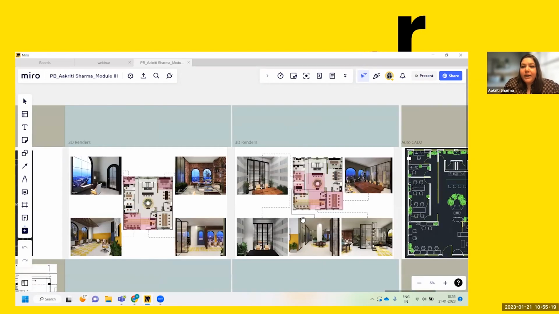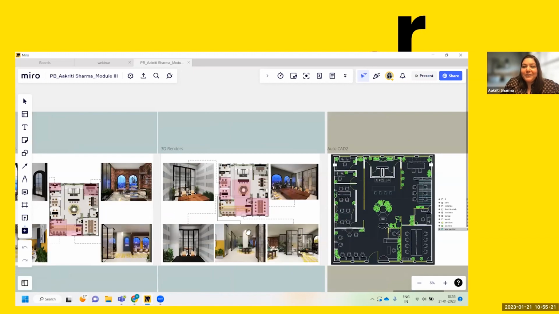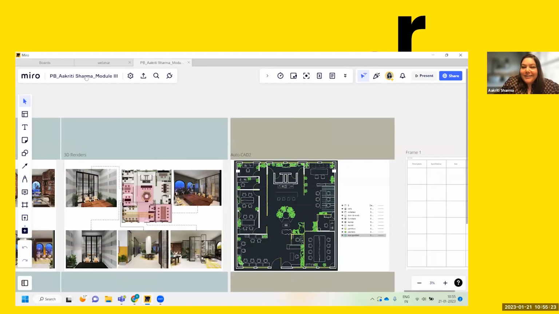Slowly we are moving ahead, and I think it's 3 weeks now. We're almost going to be done. 3 weeks and you're done, Akriti. So it's 3 weeks and you're finished. You graduate. Yeah.